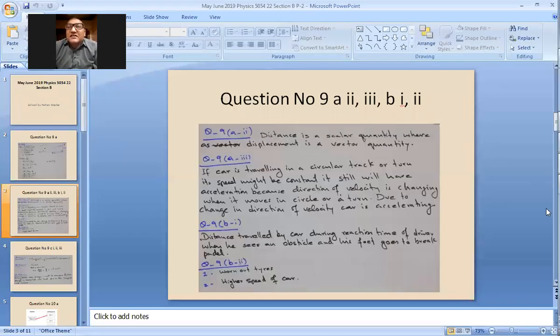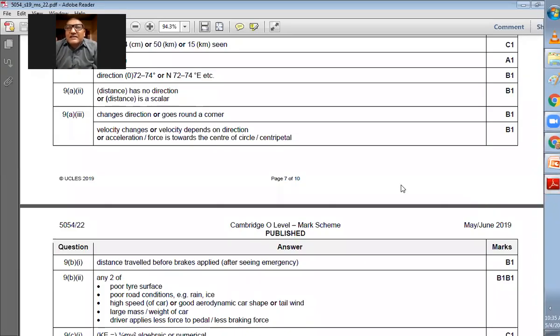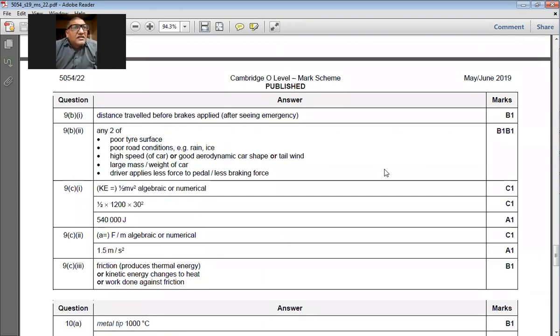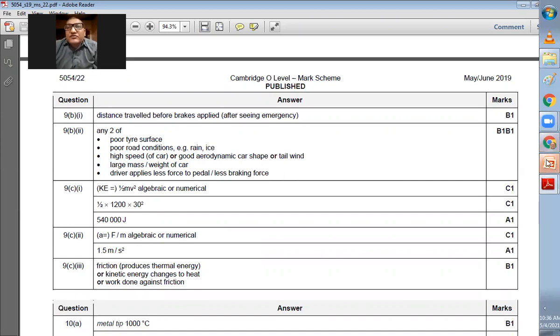So that's it. So let's check the marking scheme. What the marking scheme has to say. Distance traveled before brakes applied after seeing emergency. So that is B, first part, thinking distance. B, second part is poor tire surface, poor road conditions, for example rain or ice, high speed of car or good aerodynamic car shape or tailwind, large mass, weight of car, driver applies less force to pedal, less braking force. So these are some reasons. You only have to mention two there. Hopefully you have understood this. Let's move to the next part.